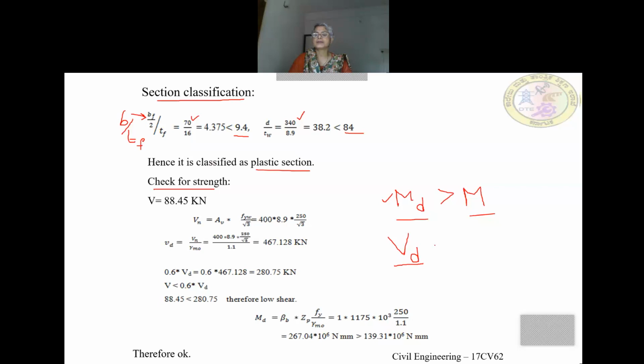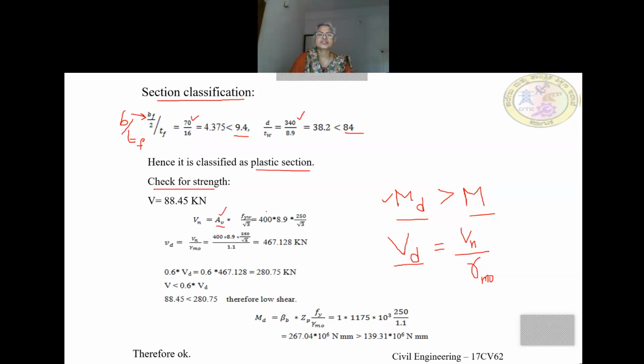To find out VD, we have this formula. VD is equal to Vn divided by gamma m naught. For Vn, we have this formula which is again taken from the code book, which is AV into Fy divided by root 3.